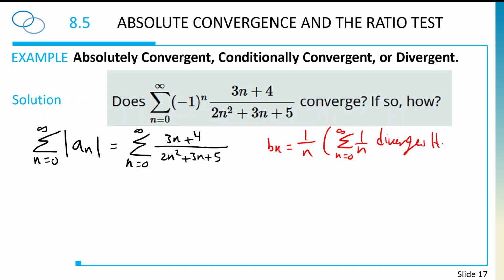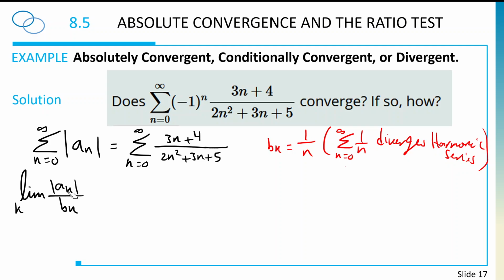This is divergence, harmonic series. Okay, so this is divergence. Now we need to try with the limit comparison test. Remember the limit comparison test, it says what? We need to take the limit of the absolute value of a_k over b_k, from k.